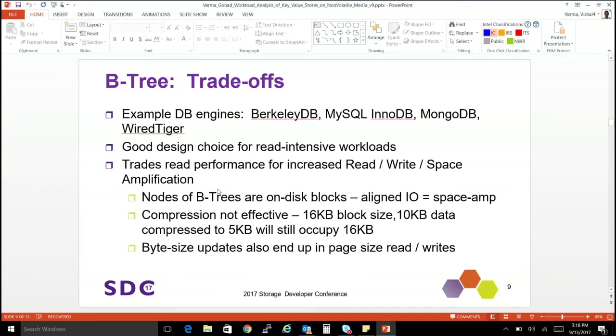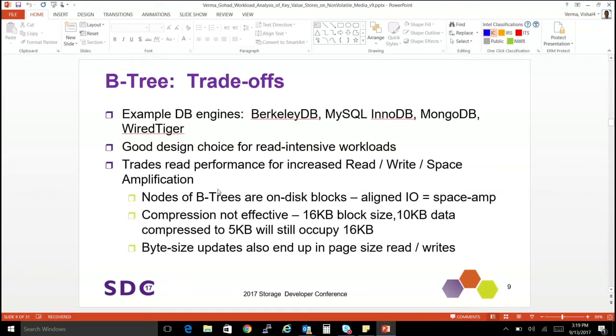What are the common DB engines which use B-tree? It's traditional, there are a lot of them: Berkeley DB, MySQL InnoDB, WiredTiger. And what workloads are actually beneficial when using B-tree? Read-intensive workloads, definitely, because the search time is logarithmic in nature, so you have pretty fast read performance. But it also involves read, write and space amplification. That's with B-trees. And what about the write?